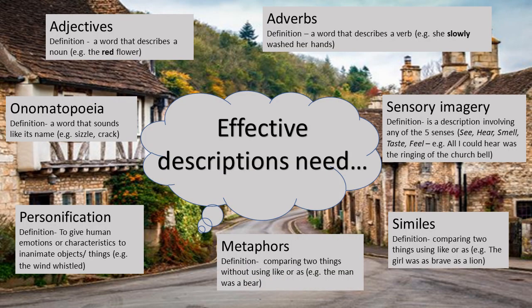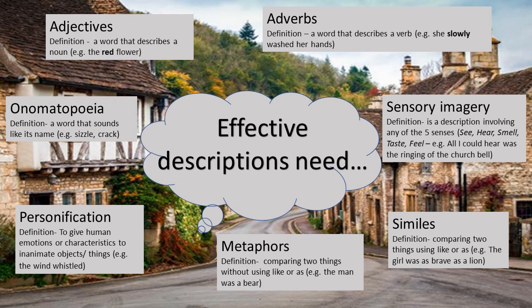So here I've got a brain dump of some effective descriptive techniques. So firstly, adverbs, a word that describes a verb. So she slowly washed her hands. Washed is a doing word, so it's a verb. Slowly describes the verb, so it's an adverb.